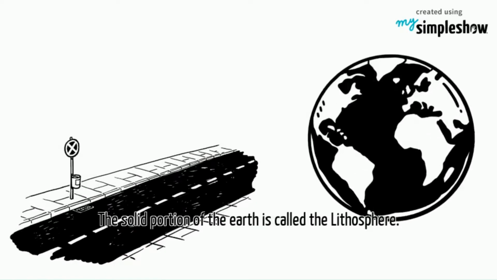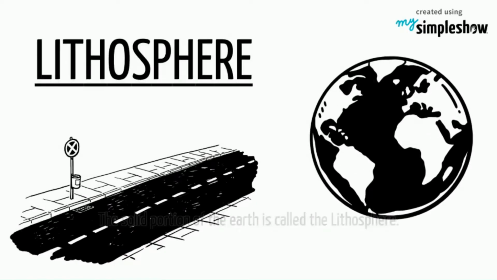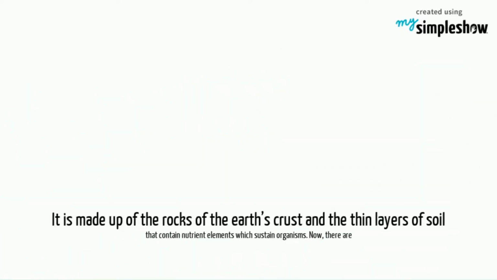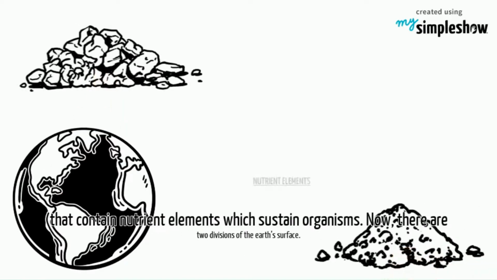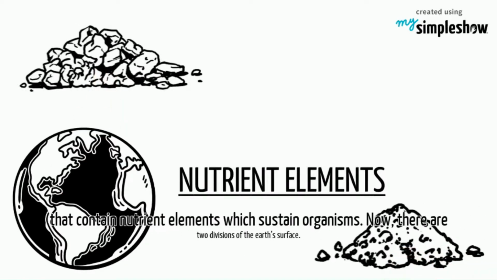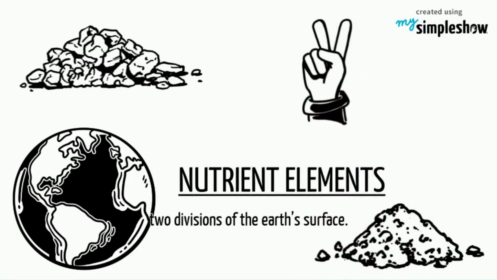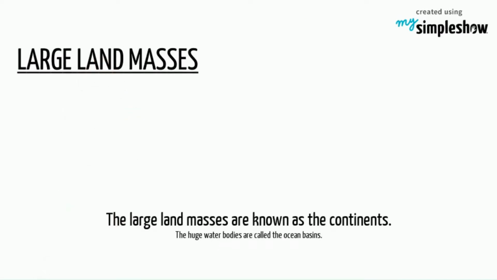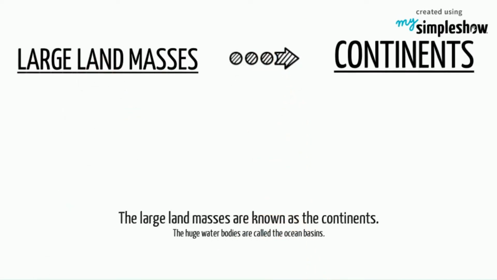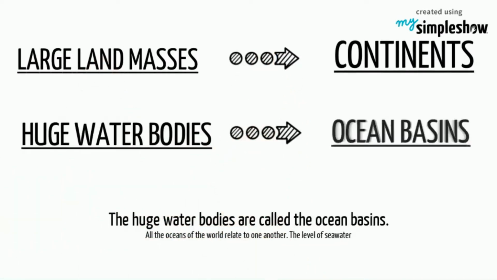The solid portion of the Earth is called the lithosphere. It is made up of the rocks of the Earth's crust and the thin layers of soil that contain nutrient elements which sustain organisms. Now, there are two divisions of the Earth's surface. The large land masses are known as the continents. The huge water bodies are called the ocean basins.